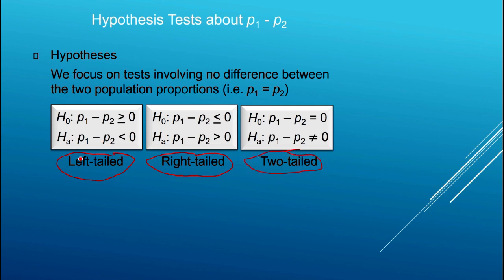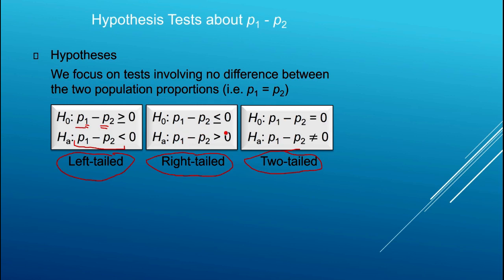And our null hypothesis under the left-tailed test is that the proportion of the population for population 1 that has some characteristic is greater than or equal to the proportion that has that characteristic in the second population. So P1 minus P2 is greater than or equal to 0. And the alternative hypothesis is, of course, the opposite. This would be our desired research result if we were formulating our alternative hypothesis in that manner.